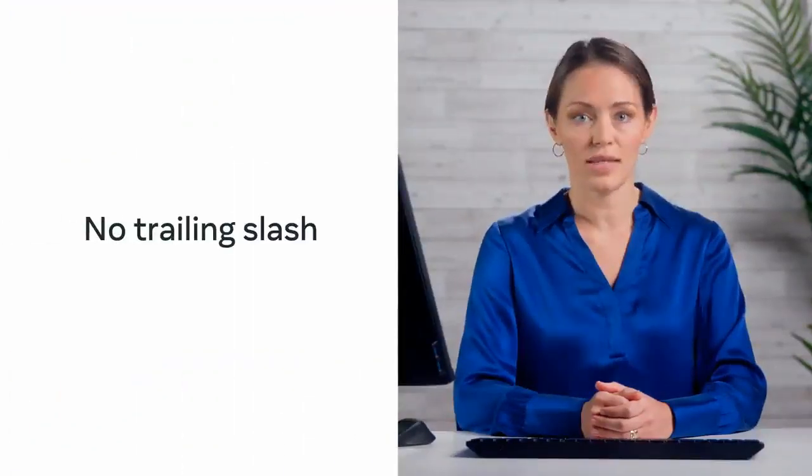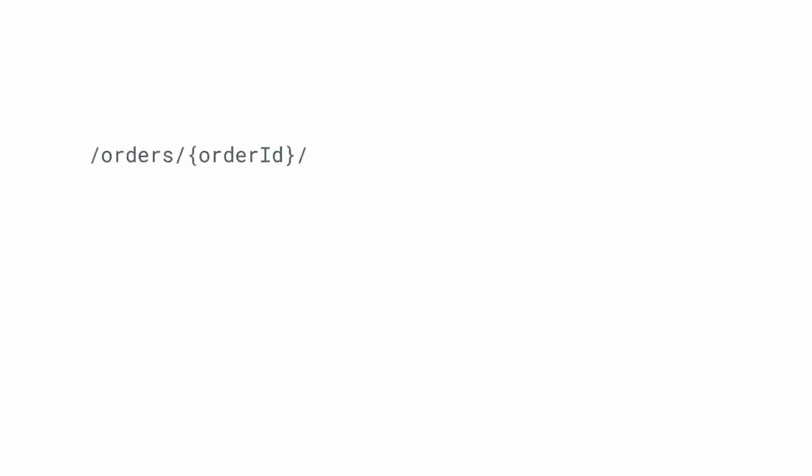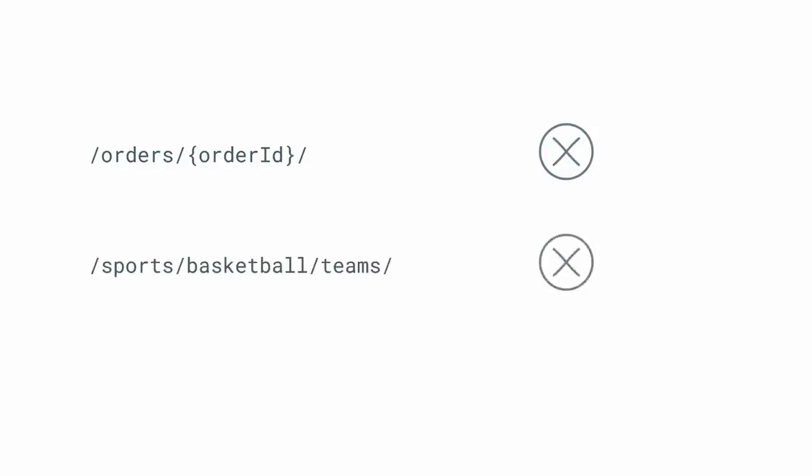Another best practice is that when you share your API endpoints with your team or the public, you should never add a trailing slash to the end of the API endpoint. What this means is that API names that end with a /, like orders, order ID in curly braces, followed by a /, is bad practice. So is sports, basketball, teams, followed by another / at the end. Simply end the API without the / at the end.